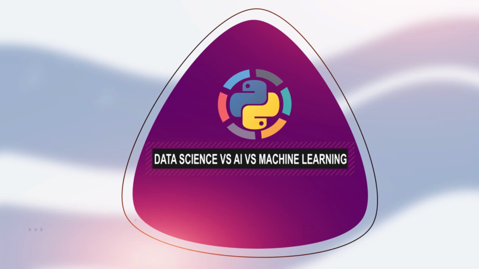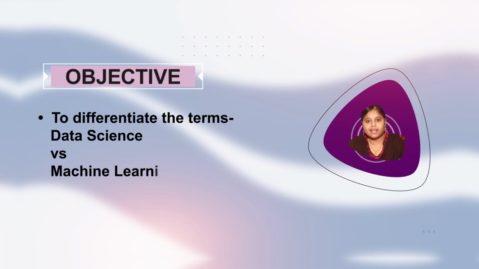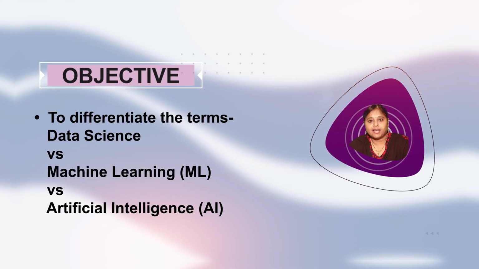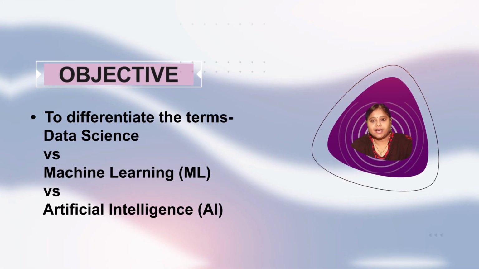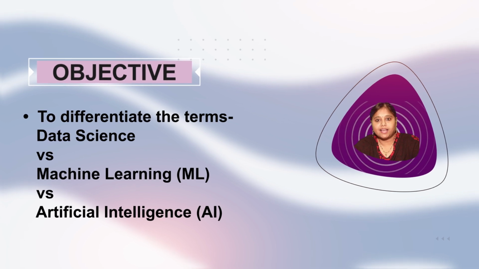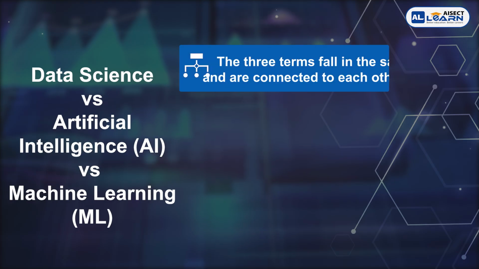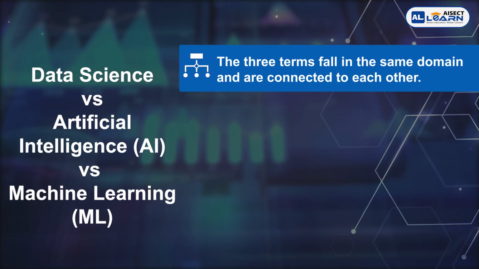In this session, we are focusing on data science versus artificial intelligence versus machine learning. The main objective of this video is to differentiate the terms data science, machine learning, and artificial intelligence with examples. So now we will discuss these three terms in a particular aspect. So what is the difference between these three?